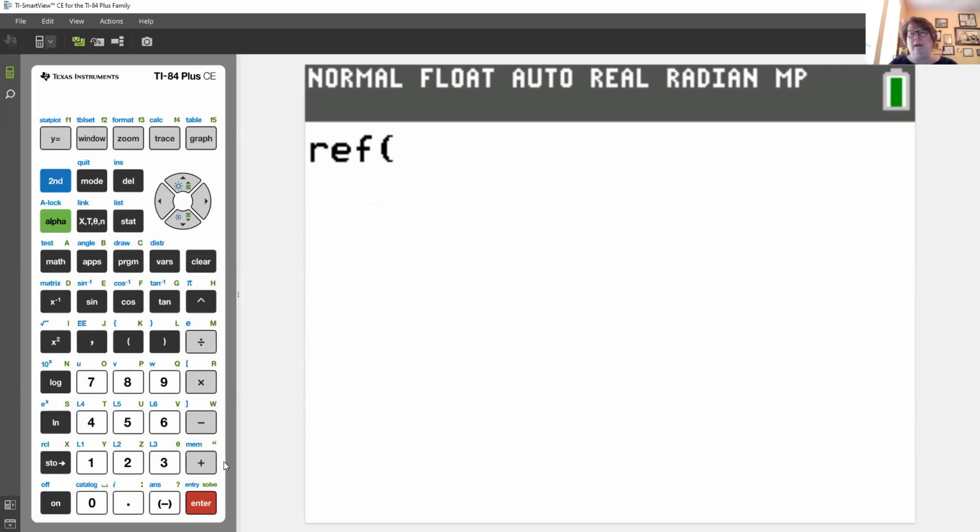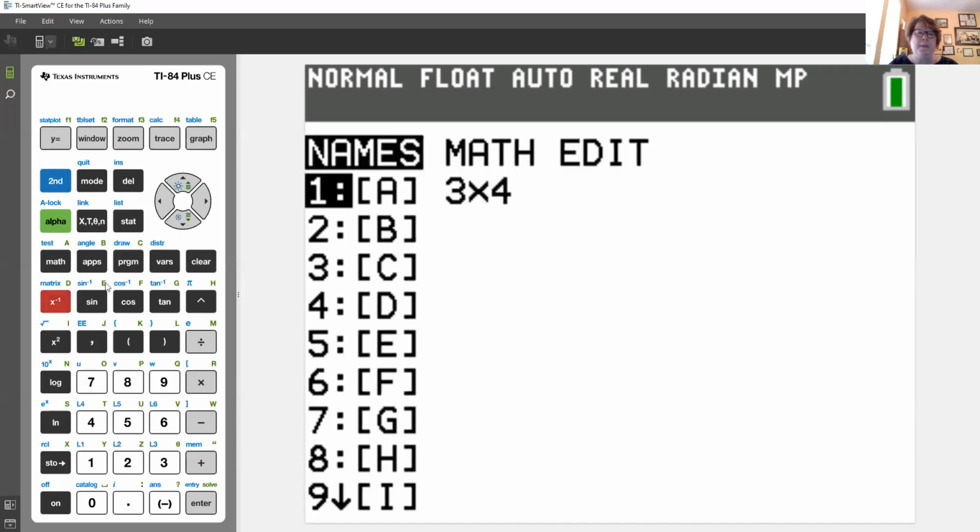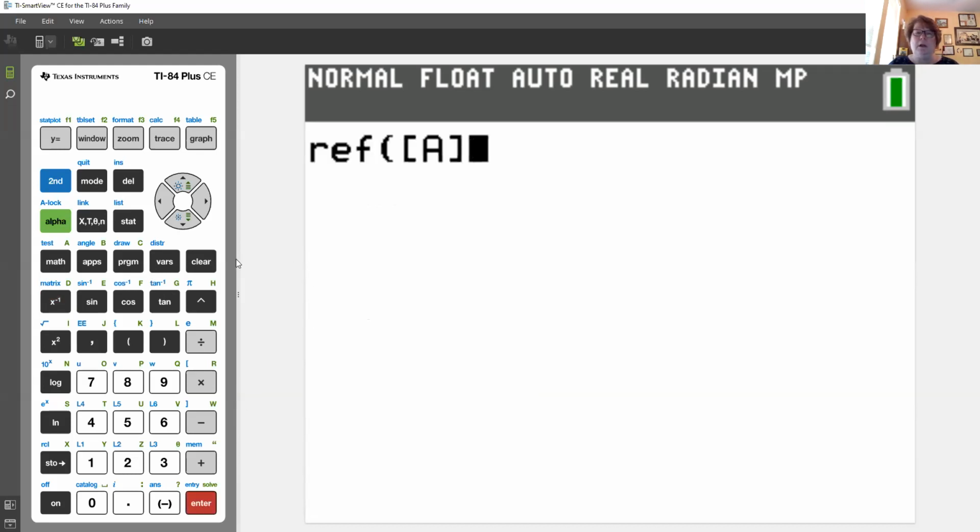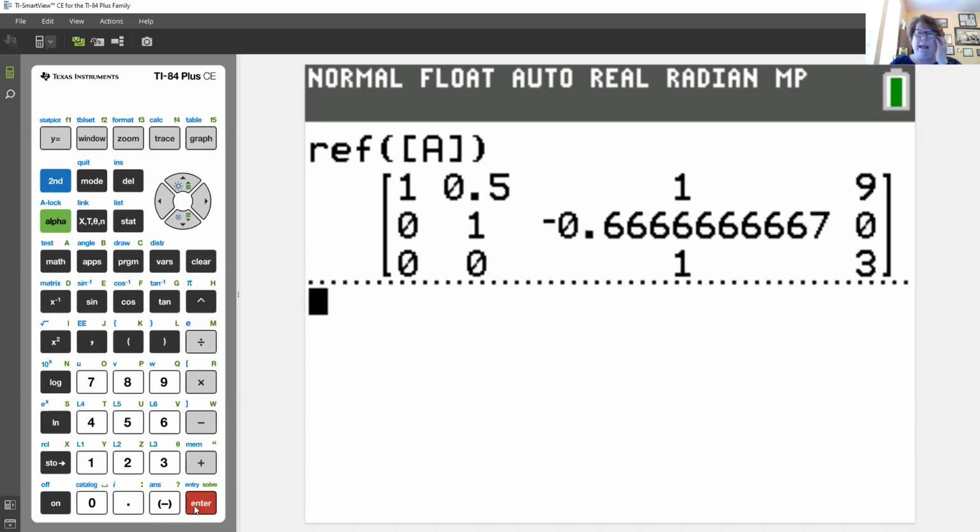So now it's waiting. What matrix do I want to perform row operations on and put in row echelon form? Matrix A. So I'm going to go back to my matrix menu, and now I'm just going to hit enter, and that will bring matrix A back to my home screen. Close my parentheses because that's a good habit to be in, and now I'm going to hit enter. And it's placed my augmented matrix in row echelon form.